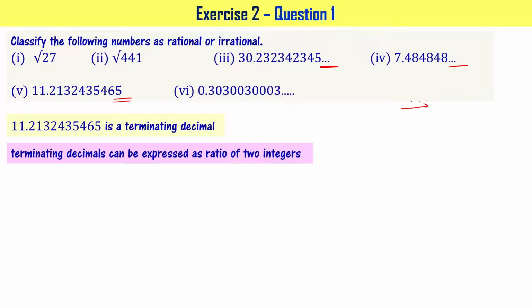We know that terminating decimals can be expressed as a ratio of two integers, right? If I can write some number as a ratio of two integers, I call that number a rational number, right? For that reason, I say that the given number 11.2132435465 is a rational number. Got it? Now let's go to the last part of the problem.